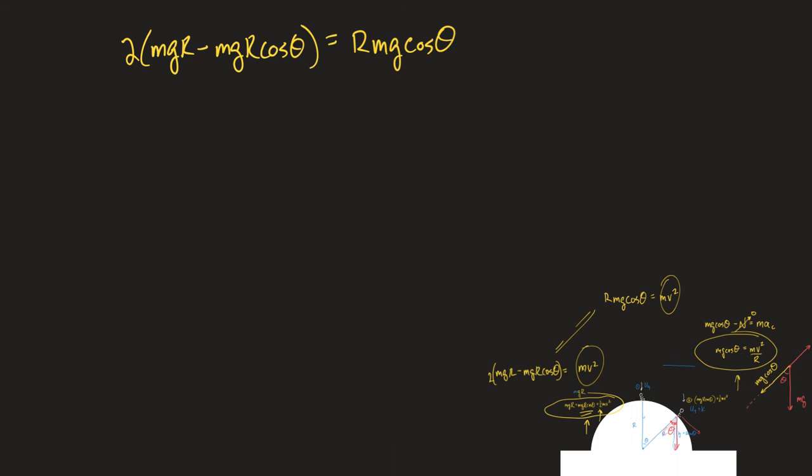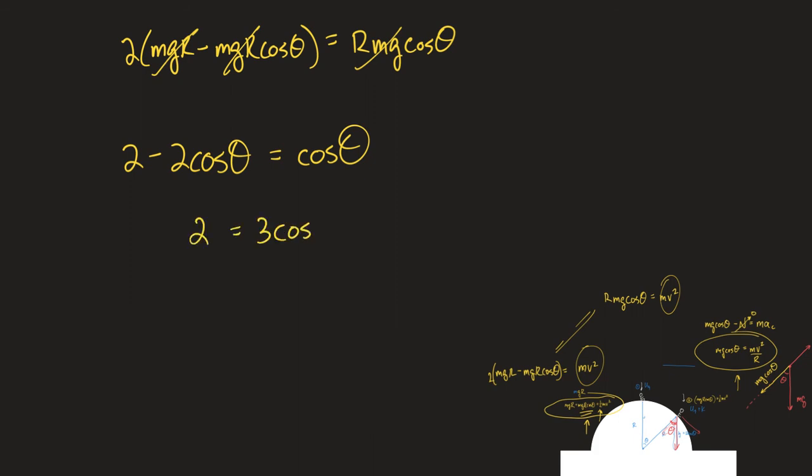All right, so if you look closely, every term has an mgr in it. So mgr, mgr, mgr. So I get 2 minus 2 cosine theta equals cosine theta. Okay. Move the 2 cosine theta to the other side, I get 2 equals 3 cosine theta. So cosine theta equals 2/3.